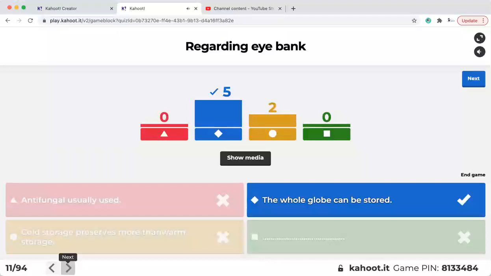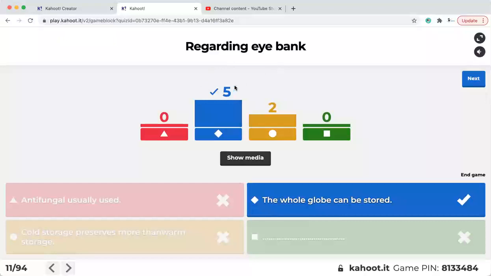Okay, great. Most of you got it right. Regarding the eye bank, by eye bank we are talking about preservation of the eye or ocular structures. Which ocular structures are usually preserved in the eye bank? Usually the cornea and sclera. These are the ones that can be used for transplant later on for another potential candidate.